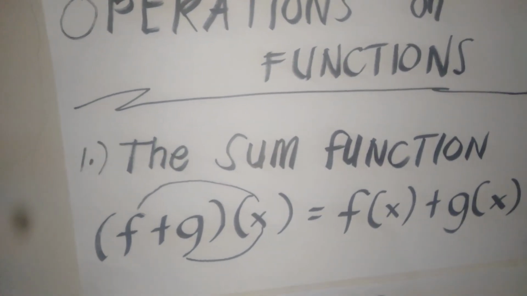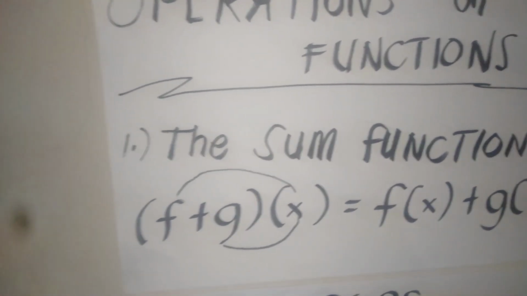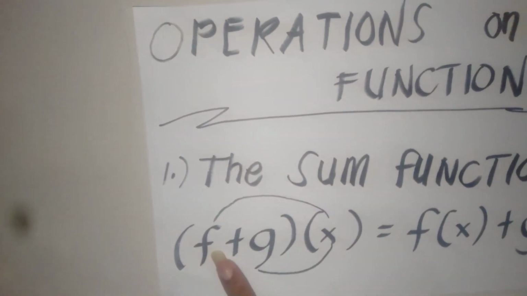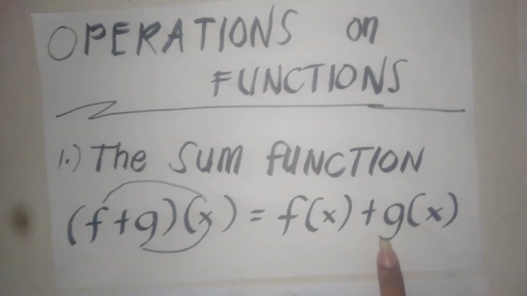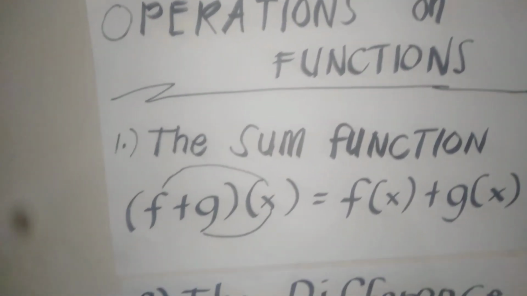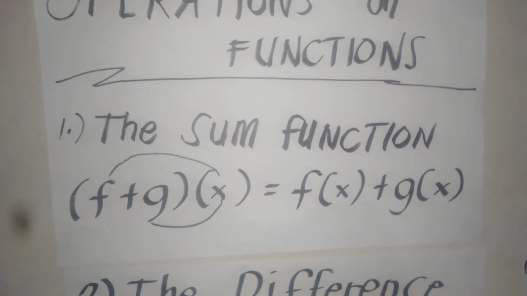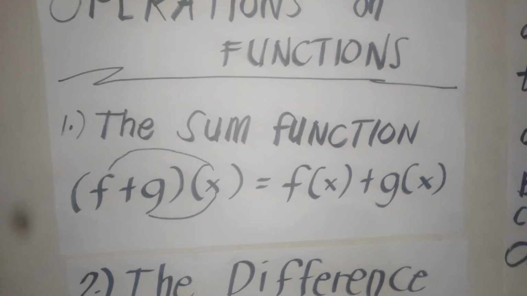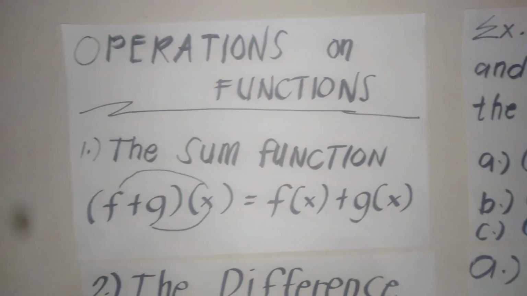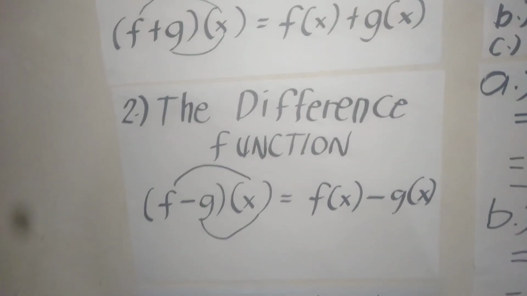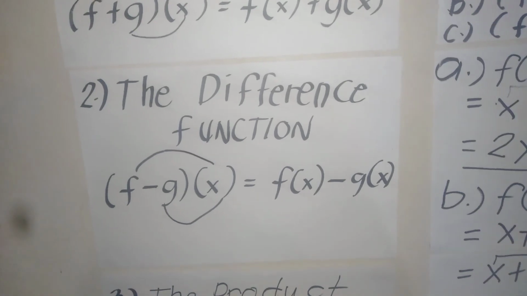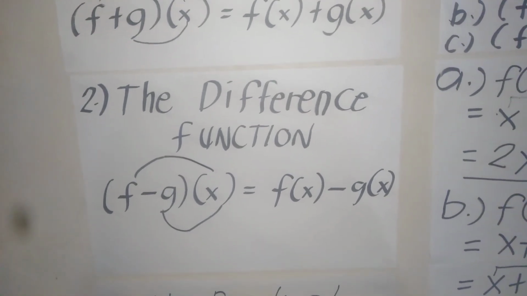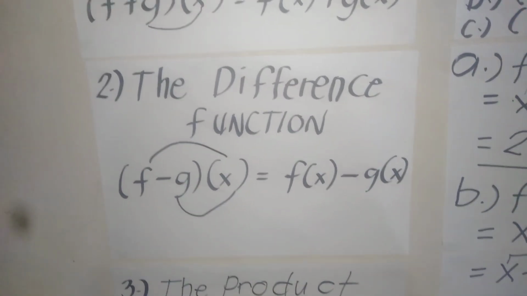This is the concept of the sum function. We have the quantity f plus g of x. So what will happen? All you have to do is distribute the x. So what happens is, f of x plus g of x na siya. That's the concept. Let's proceed to the difference function. We have f minus g of x, so f of x minus g of x. Distribute lang yapon nimo ang x sa each function.